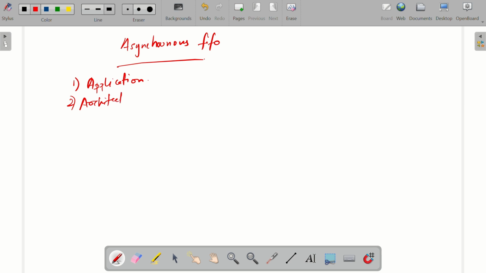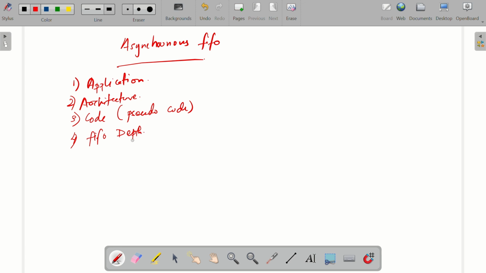We'll understand what are the different blocks present, what all do we need in order to implement asynchronous FIFO, both from your architecture perspective as well as the code perspective. So we'll discuss the pseudocode and we'll understand how the entire implementation is done in Verilog. And the fourth case will be, we'll also understand a very important topic, which is FIFO depth.